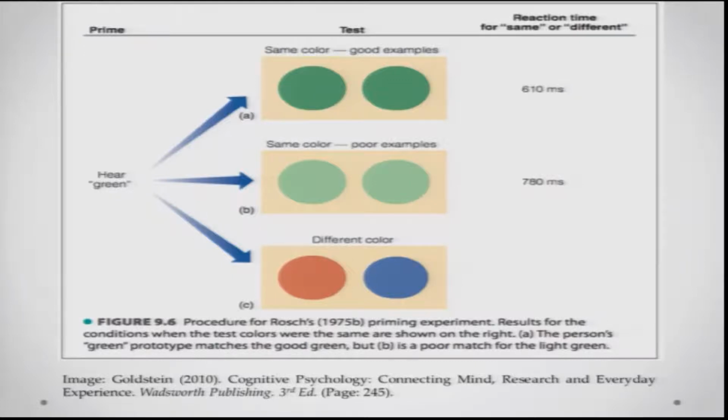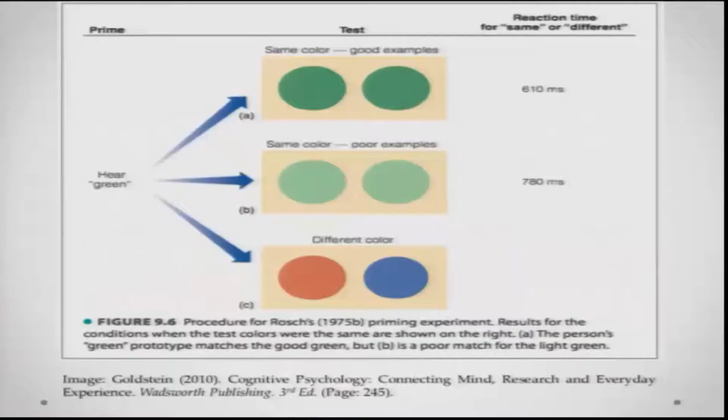If you are seeing green on your screen there, you will see that in panel A there are very good examples of green. In panel B there are slightly poorer examples of green, and in C there are again different colors, a red and a blue. Now, when people were hearing the word green, they were more prone to choose the first category as prototypical members of green, and their reaction time is lower.